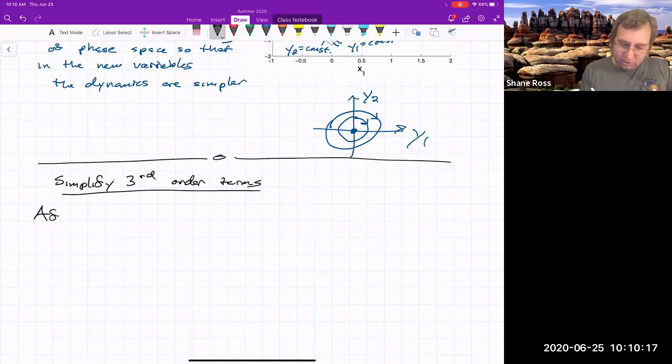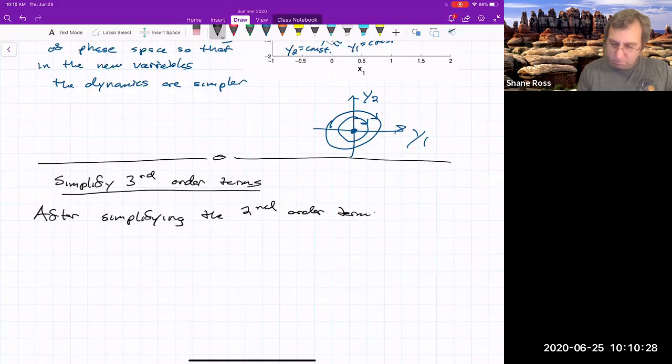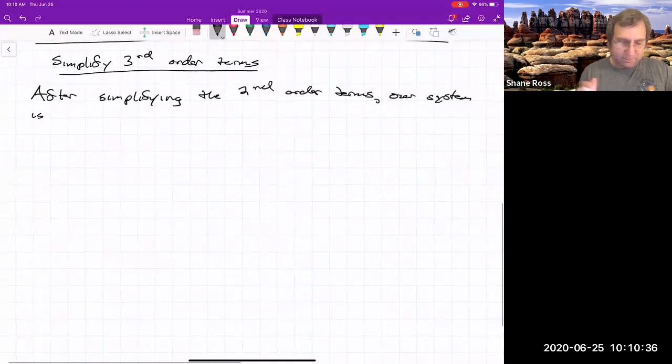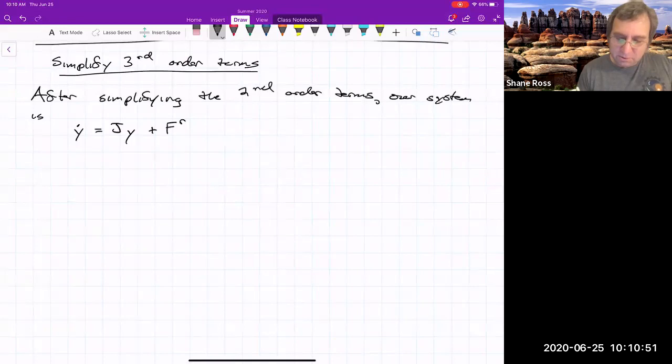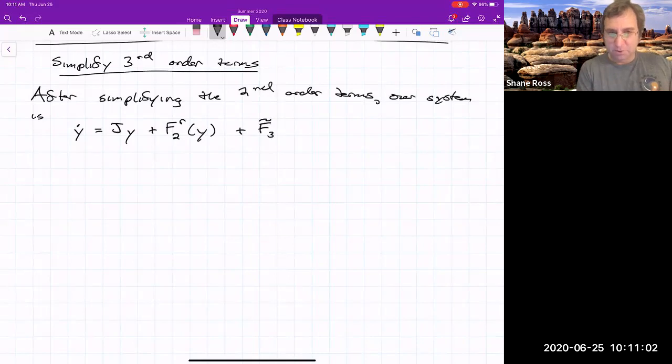After we've simplified the second order terms, our system will look like this: y dot equals J y. That J is the Jordan canonical form. And then we'd be left with what were called the resonance terms, the remaining terms, the ones you can't eliminate, the second order terms you cannot eliminate, plus the third order terms. And then there'd be fourth order terms and so on, but we won't deal with that.